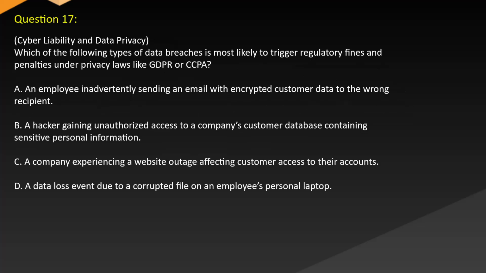Question 17. Cyber liability and data privacy. Which of the following types of data breaches is most likely to trigger regulatory fines and penalties under privacy laws like GDPR or CCPA? A. An employee inadvertently sending an email with encrypted customer data to the wrong recipient. B. A hacker gaining unauthorized access to a company's customer database containing sensitive personal information. C. A company experiencing a website outage affecting customer access to their accounts. D. A data loss event due to a corrupted file on an employee's personal laptop.